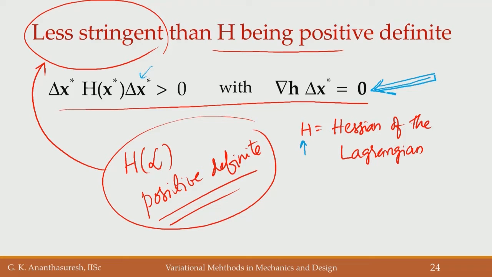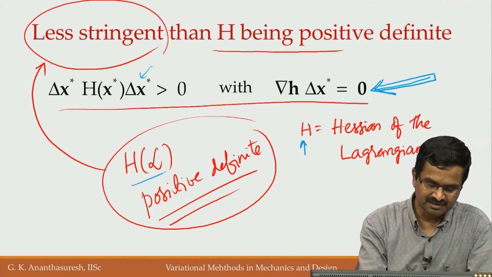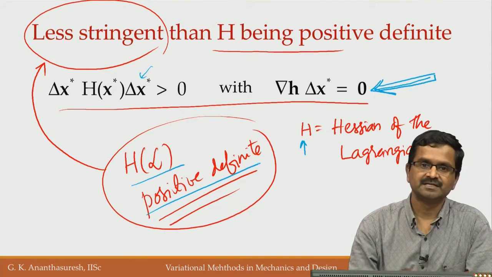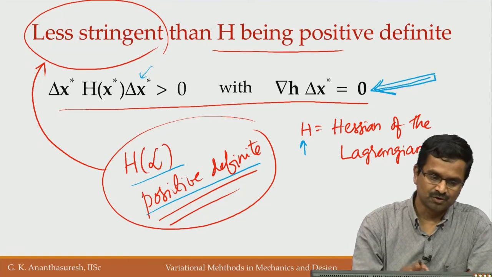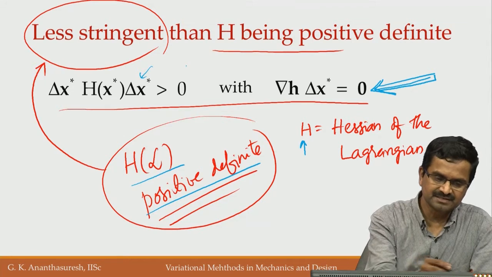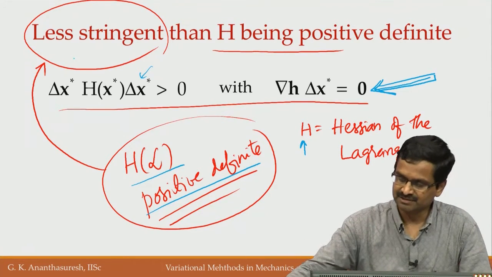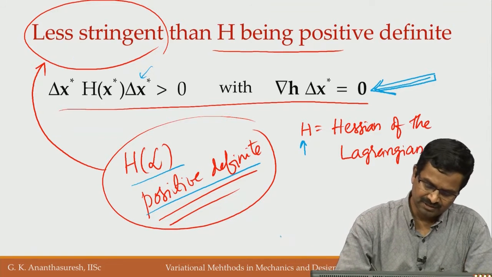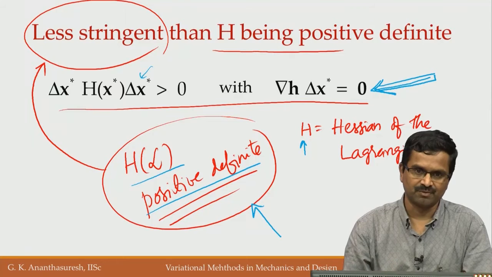But some books, to make it simpler for beginners, say that if the Hessian of the Lagrangian is positive definite, that is the sufficiency condition, but that is actually asking for more. What we have written here is a less stringent requirement, but then how do you verify it? That is the question. If you ask for positive definiteness, no problem, but why check more than what is required?